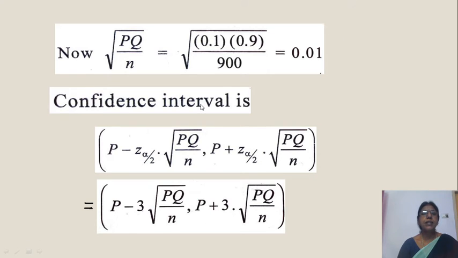Now the confidence interval, which is the required answer, is P minus Z alpha by 2 root of PQ by n, P plus Z alpha by 2 root of PQ by n. Here we check the Z alpha by 2 value. For Z alpha by 2, you take the maximum value. We have been given 99%.